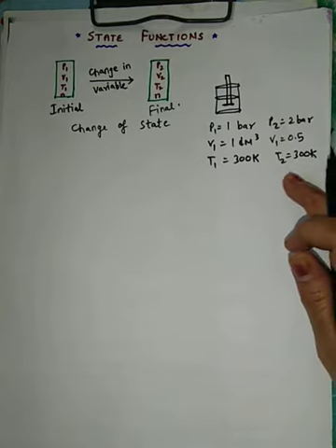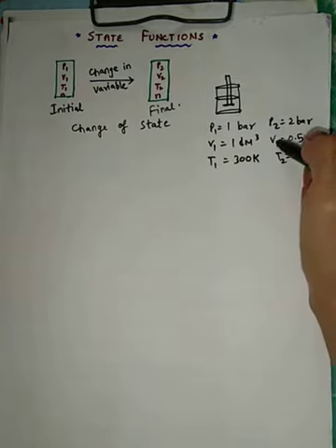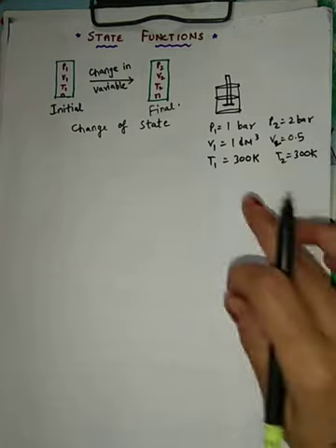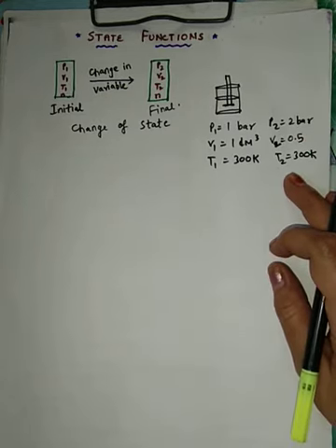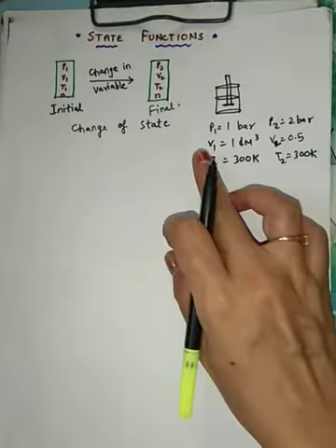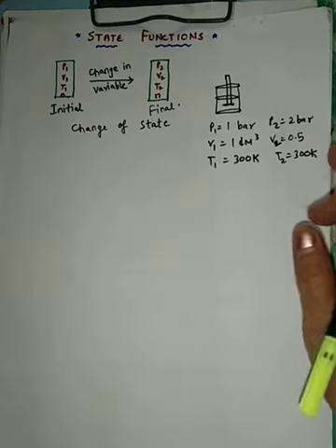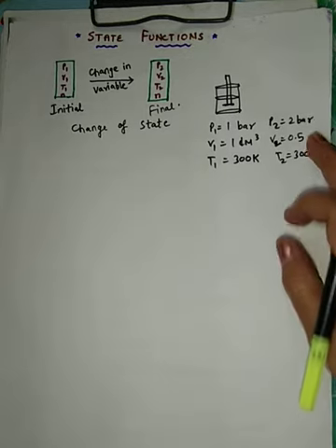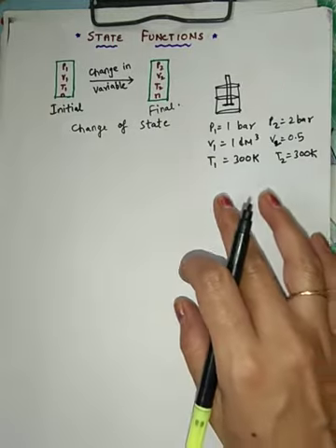Now the final state is described by giving values of P2, V2 and T2. The pressure is 2 bar finally. Now how is this attained? Whether 1 बार को इंक्रीज करके 2 बार लाया है या फिर 5 बार को डिक्रीज करके 2 बार लाया है, is not important. That's why this is called a state function.